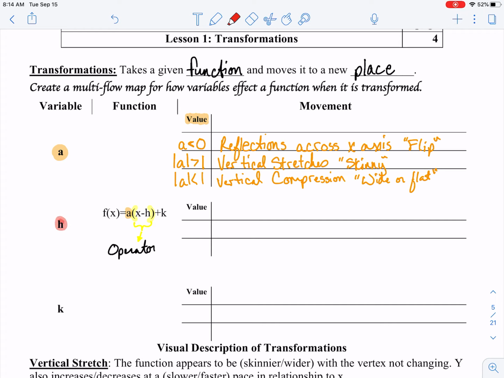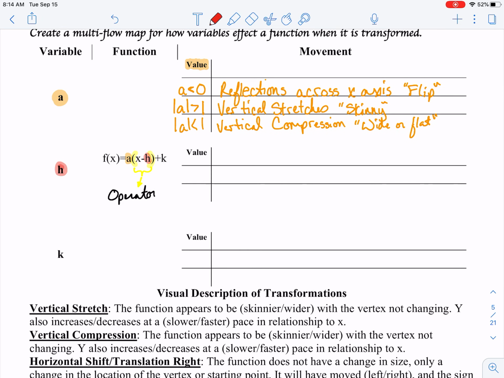The next value is H. And what H does, H can either be positive, so bigger than 0, or H can be less than 0. Okay, if H is equal to 0, then there's no horizontal movement. If H is bigger than 0, it's a horizontal shift right. If H is less than 0, say horizontal shift left.